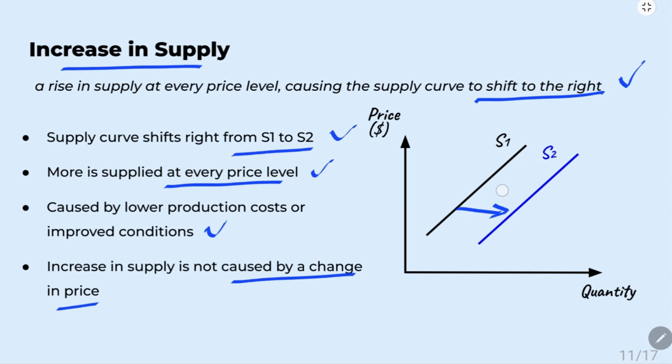For example, imagine that a rice farmer uses new farming technology that increases productivity. Before the improvement, the farmer may have supplied 1,000 kilograms of rice at a price of $4 per kilogram. After using better technology, the farmer can now supply 1,600 kilograms at the same price. This shows an increase in supply because more is supplied at every price level.